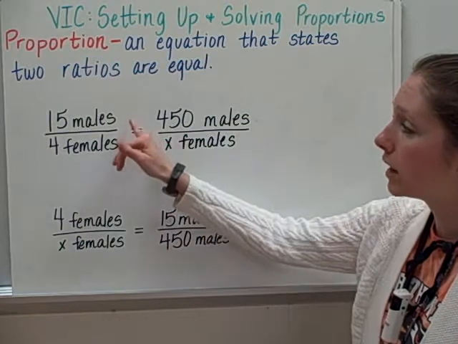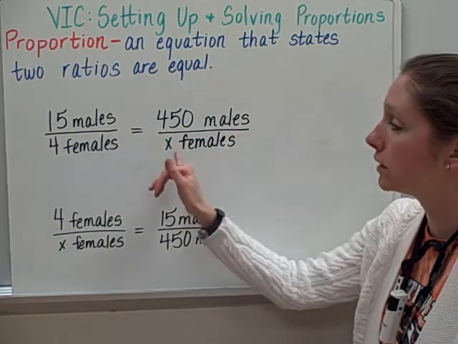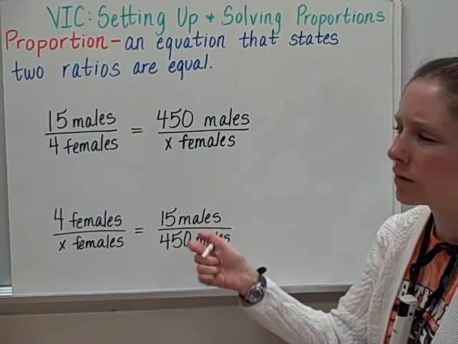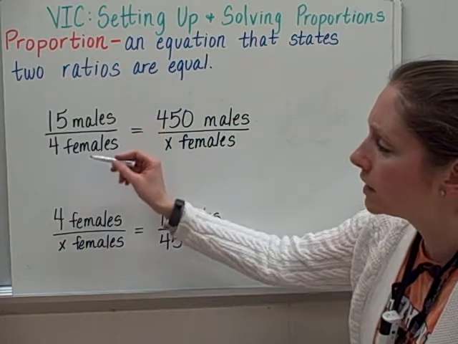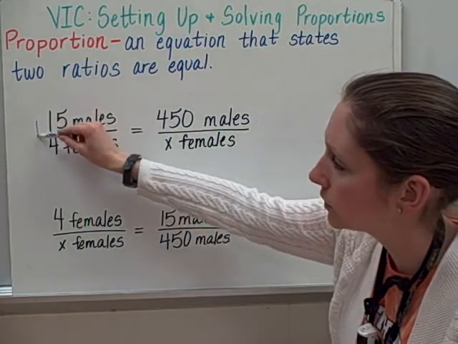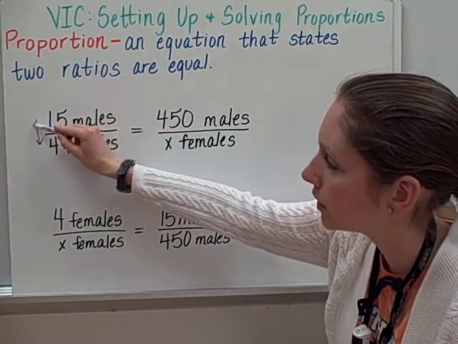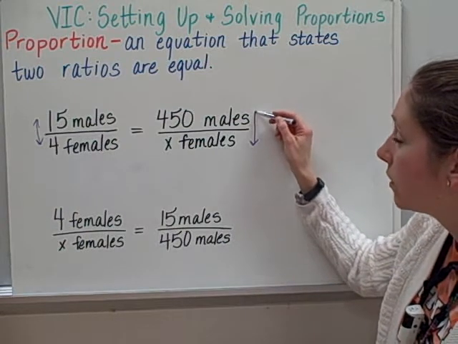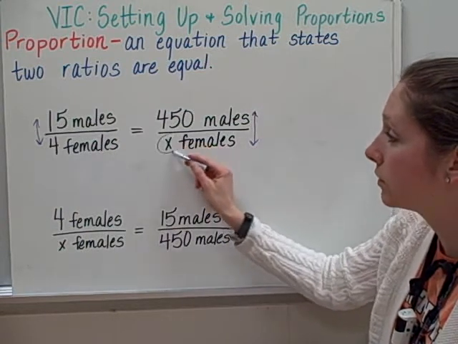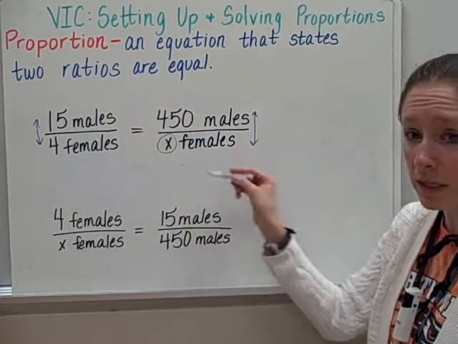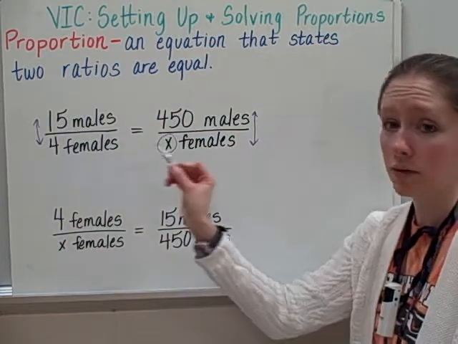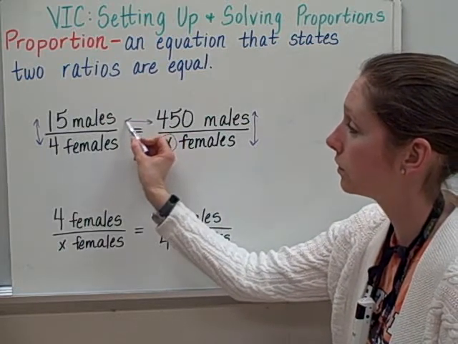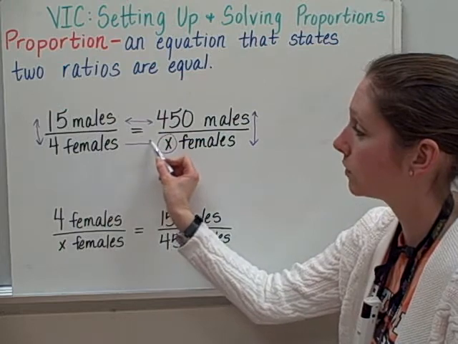So here's an example of how you can set up that proportion if you're trying to solve for the number of females. Notice that I've got to make sure that things match. There's 15 males for every 4 females, so there's a matching here. And there's 450 males for X females. So notice I've got it matching up and down. I've also got it matching this way too. There's males across from males and females across from females.